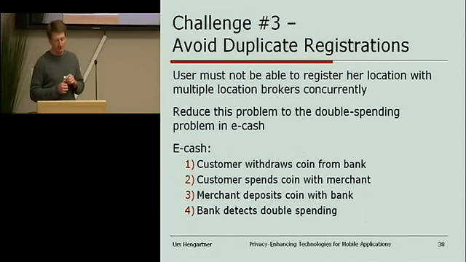Duplicate registrations. Again, I've mentioned there can be ways such as buying multiple cell phones, which is costly, which might defend against this attack. A cryptographic defense against this attack is based on eCash, which you might have heard about. eCash is basically an electronic version of cash. So you have a bank, the customer withdraws money from a bank, spends the money with a merchant, and now an important problem with eCash is double spending. Obviously, it shouldn't be possible for a customer to double spend a coin. So when the merchant deposits the coin with the bank, the bank will be able to detect double spending.